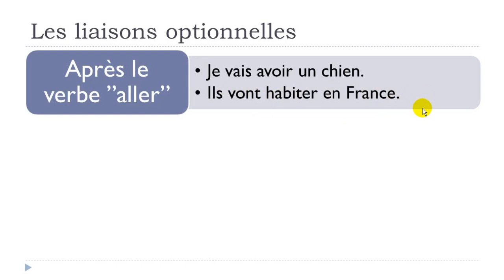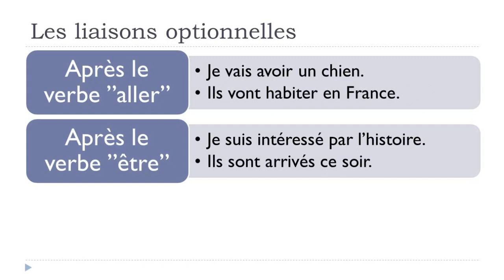Alright, second possibility, après le verbe être, exactly the same thing. It's possible to read this sentence like je suis intéressé par l'histoire, or you can read it with the liaison, je suis intéressé par l'histoire. Second example here, ils sont arrivés ce soir, or then ils sont arrivés ce soir.